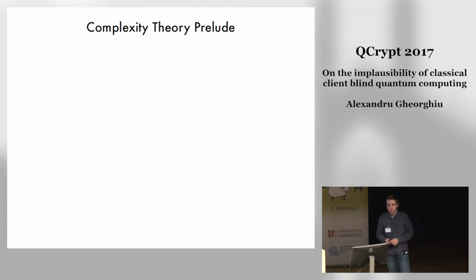So our result is basically a complexity theory result. There will actually be very few things about quantum information theory in the result itself. So for that reason, I just want to give a very quick complexity theory prelude.